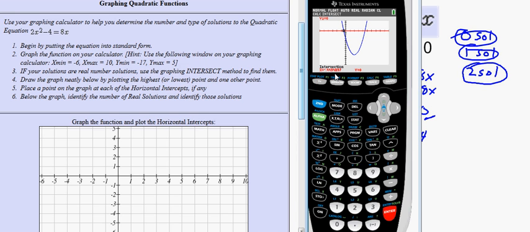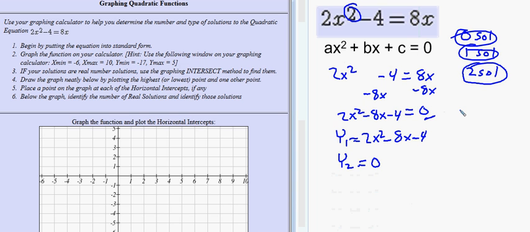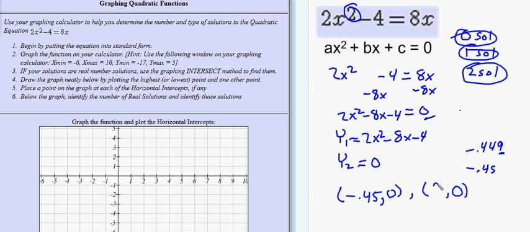It's negative 0.449, and negative 0.449 to 2 decimal places. Since this number is 5 or higher, I'm going to round it to negative 0.45. So one of my answers for the horizontal intercept is negative 0.45 comma 0, a point on the graph. And then there's going to be another one, and I know the y value is going to be 0 there, but what's that x value there, question mark.